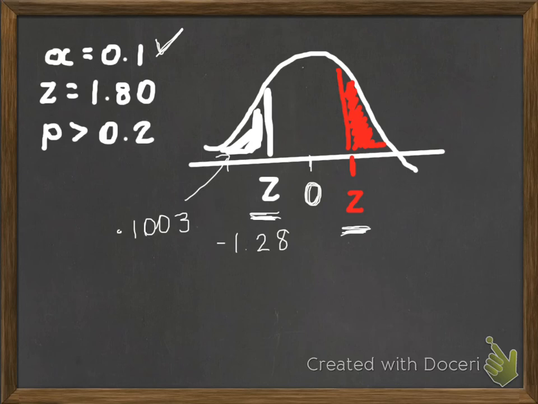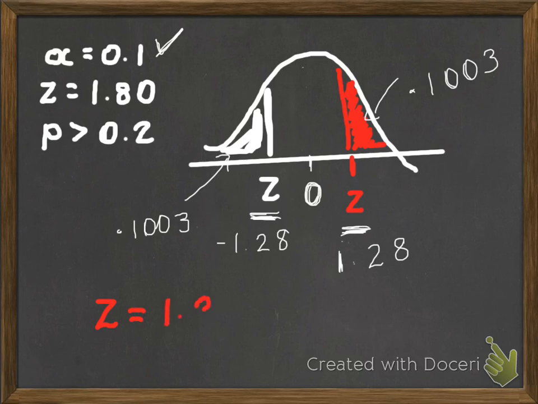Well, we want this z-score. Because this is the exact same area, this is also 0.1003. This z-score is equidistant from 0 as the other z-score, so this z-score is going to be 1.28. So that is our answer. The critical value for this right tail test is z equals 1.28. That is the critical value.